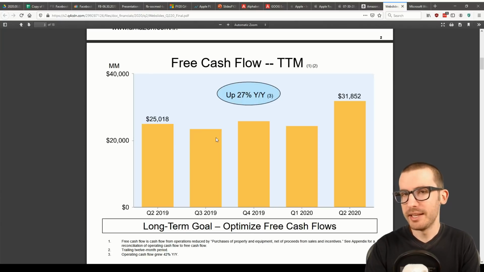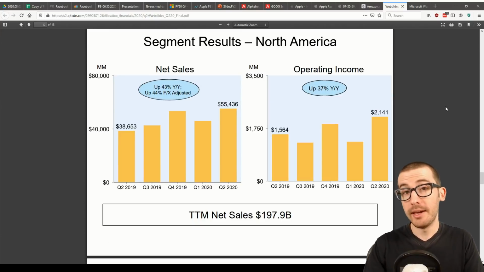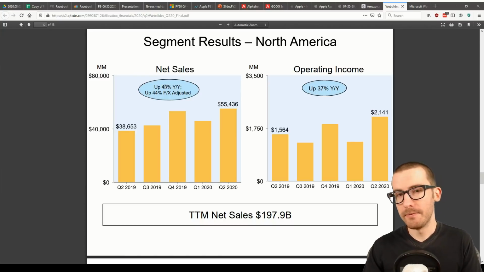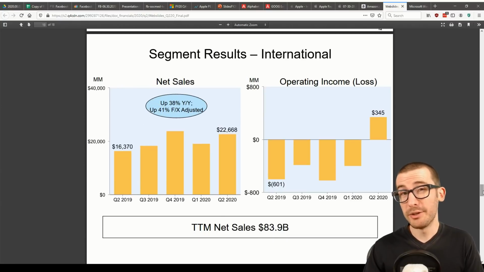Now, Amazon has been a significant beneficiary of the environment surrounding the recession. Not only has it seen an explosion of growth within its North American retail segment, with net sales up 43% and operating income up 37%, but international sales have seen significant growth as well, with net sales up 38% year over year, and the segment reporting its first operating profit.